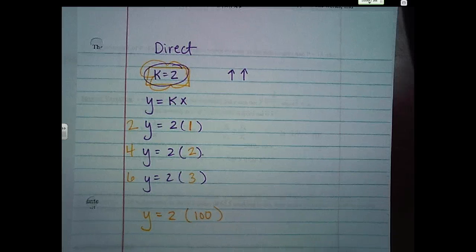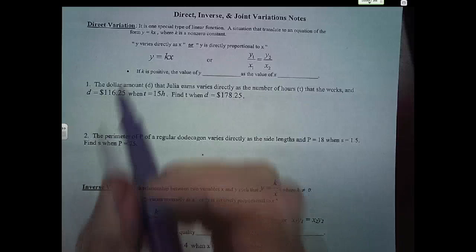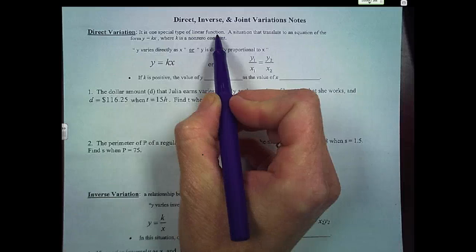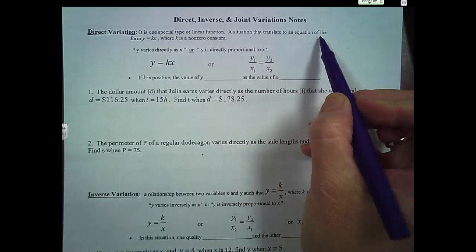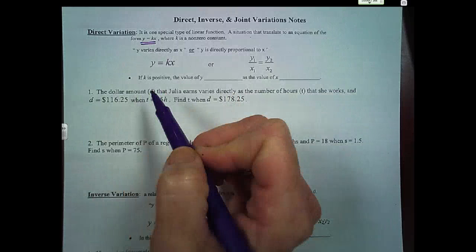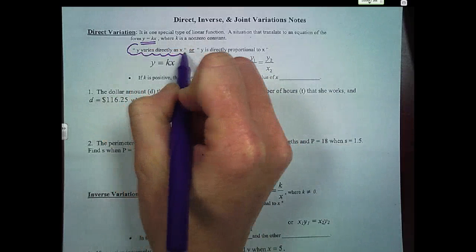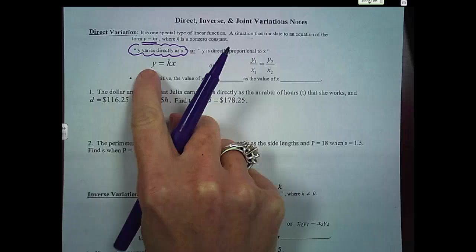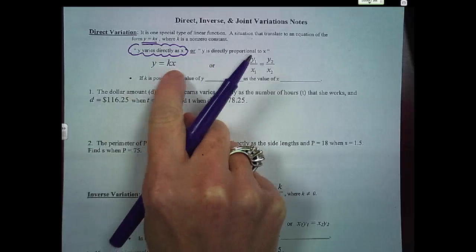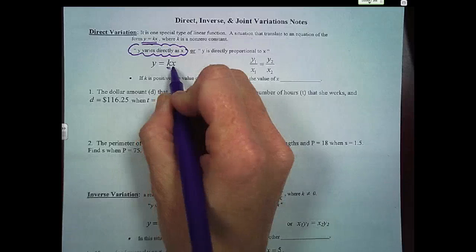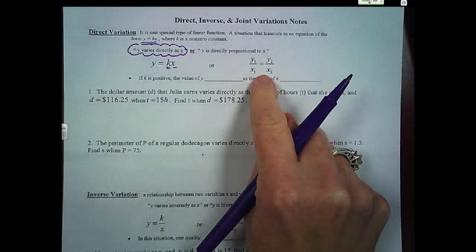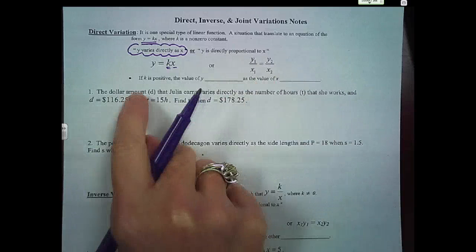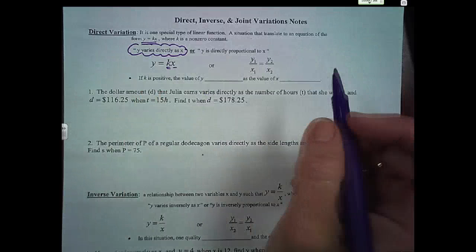All right, so let me show you what this is. So here are your notes. It says direct variation. It's one special type of linear function, okay? And it's a situation that translates to an equation of the form y equals kx. So in other words, y varies directly as x. And the way it's written is this way. Y varies directly means we're going to multiply whatever the constant is times your x. And here's the proportion method, which I'm not going to look at today, but you're welcome to use it if you'd like.